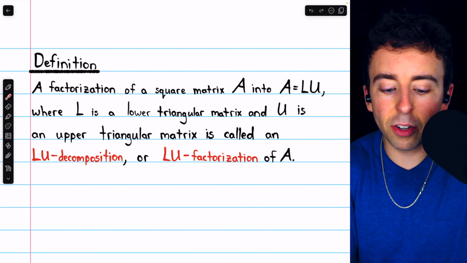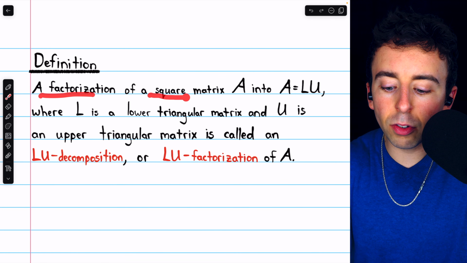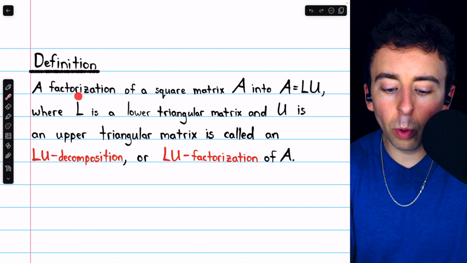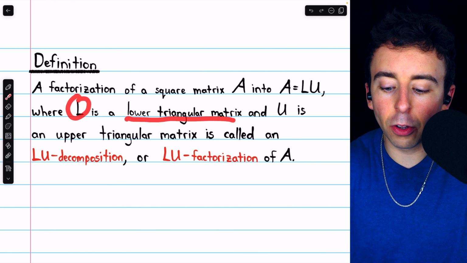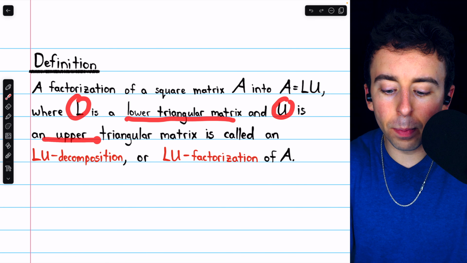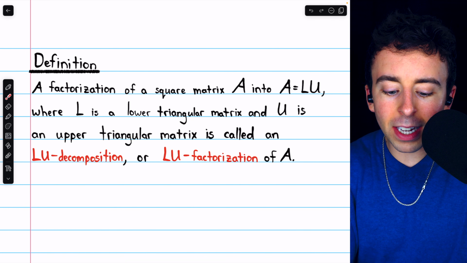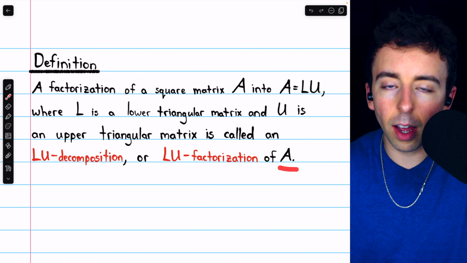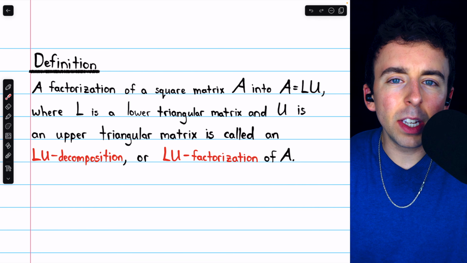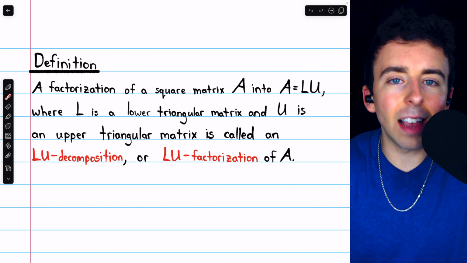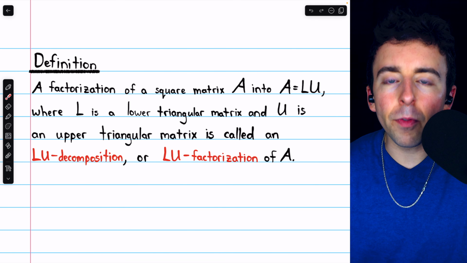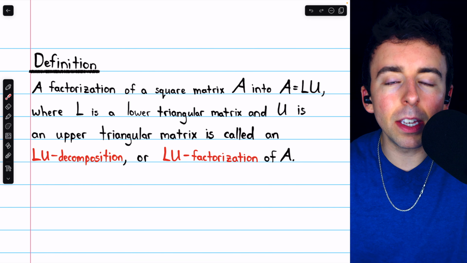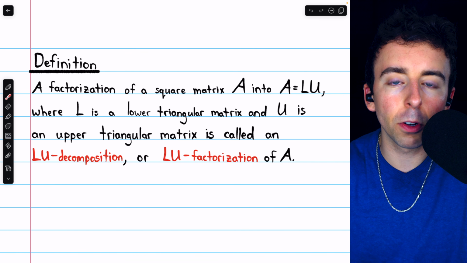And here's the definition: a factorization of a square matrix A into A equals L times U, where L is a lower triangular matrix and U is an upper triangular matrix, is called an LU decomposition or LU factorization of the matrix A. In this video, we'll go over how to find these LU decompositions, but first, I think it will be helpful to motivate this by seeing how they can be used to solve systems of linear equations.